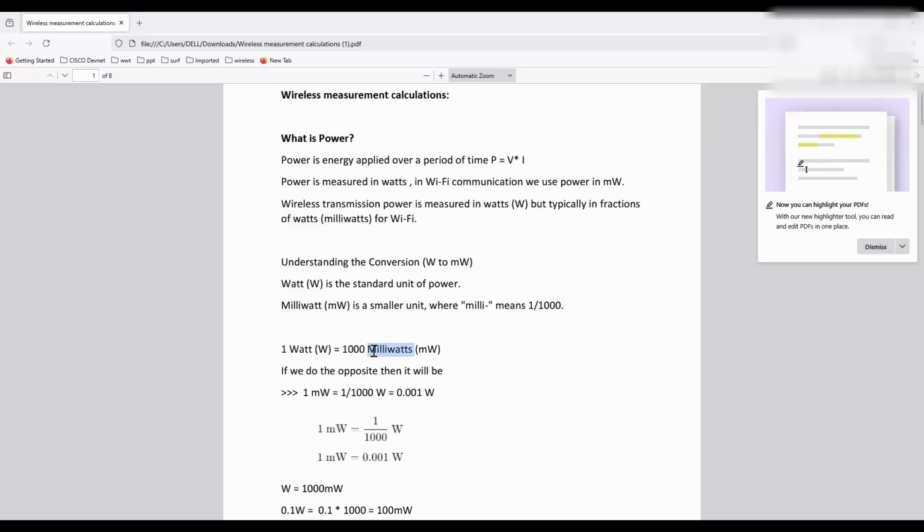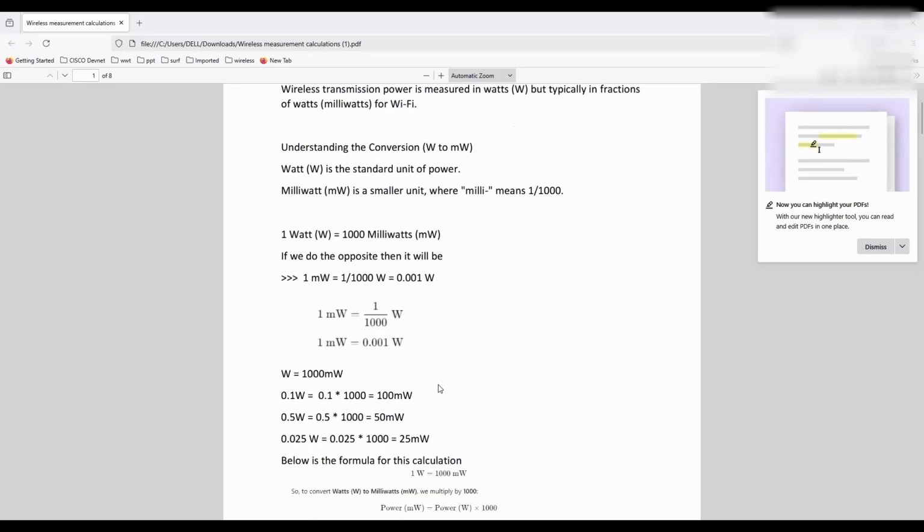Right? So if you take it the other way, that is 1 milliwatt. If you take how many watts it is, that is 1 by 1000 watts, that is 0.001 watt. So this is the watt. 1 milliwatt is equal to 1 by 1000, you need to do. So that much watt it is.